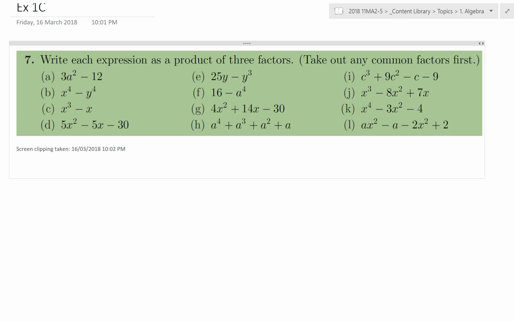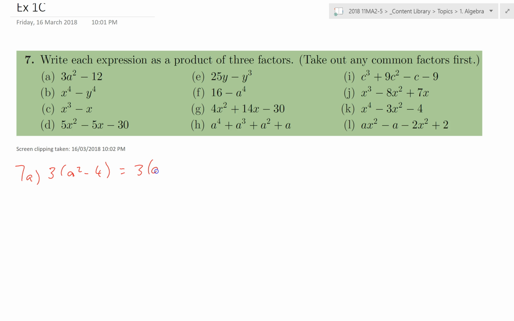We are told that each of these will be the product of 3 factors. And there's a few different things. So let's just try some, see how we go. 7a here, I have 3a squared minus 12, common factor. Always look for a common factor first. I can take a 3 outside of a squared minus 4. And of course that is a difference of 2 squares, which is 3 outside of a plus 2, a minus 2. There you go.